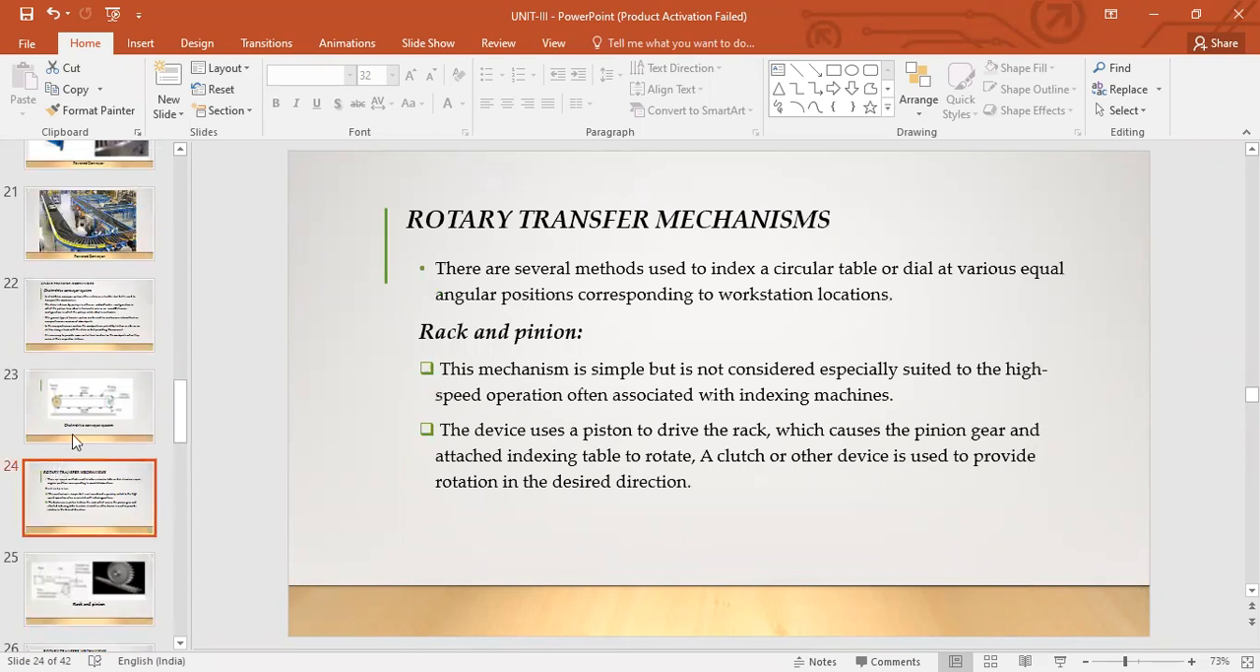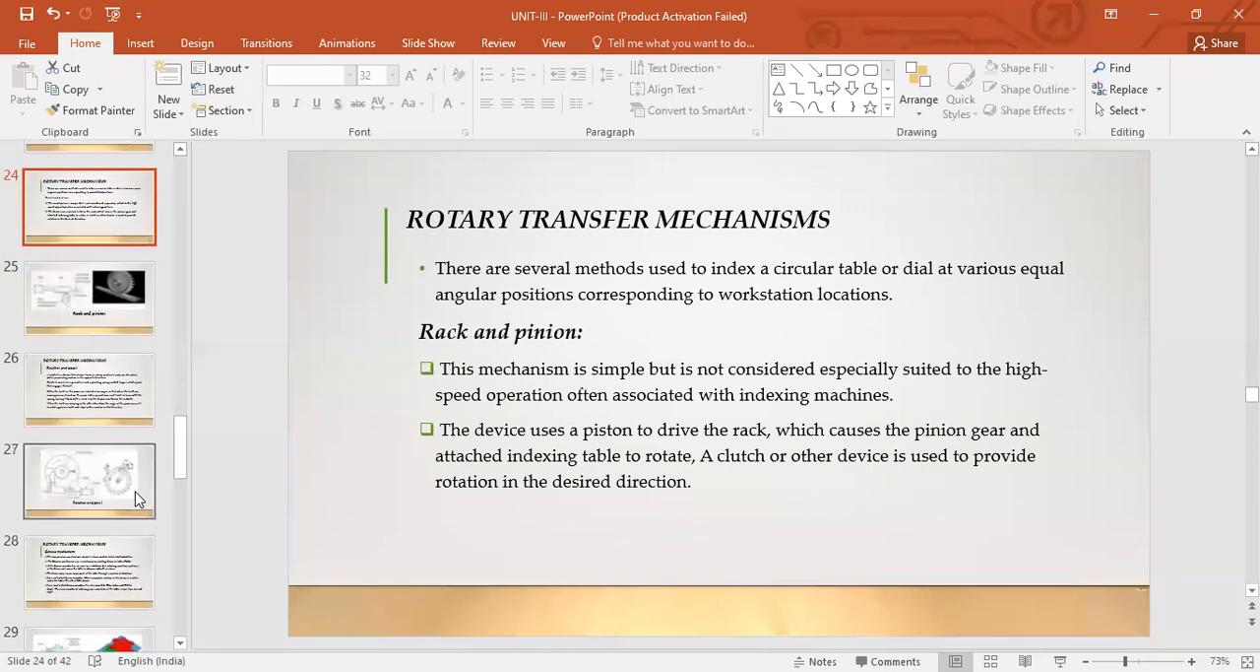Okay, so when it comes to rotary transfer mechanisms, you have several methods, some of which we are discussing. Why are they used? To index a circular table or dial at various equal angular positions corresponding to workstation locations. So indexing is basically what is being done here: you have to move the table at so and so locations, with so and so angle. Every rotation, the work table moves at some angle. That's what is called indexing.